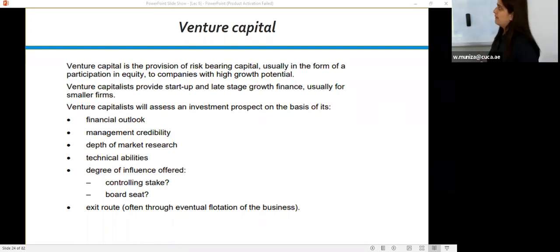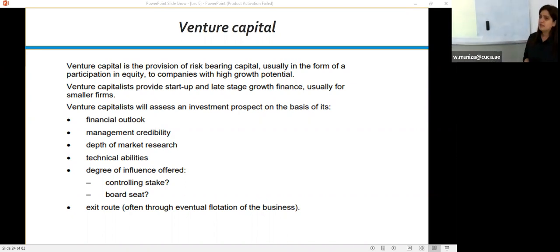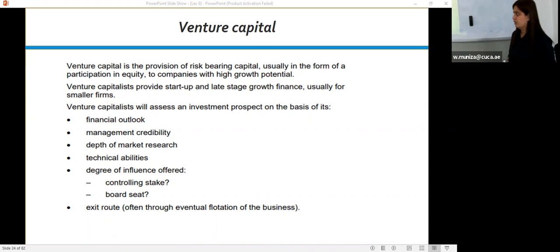So what is venture capital? Venture capital is the provision of risk-bearing capital, usually in the form of participation in equity, to companies with high growth potential. So once the venture capitalists agree, then they will be ready to finance the company. Otherwise, they will not. Venture capitalists provide startup and late stage growth finance, usually for smaller firms.